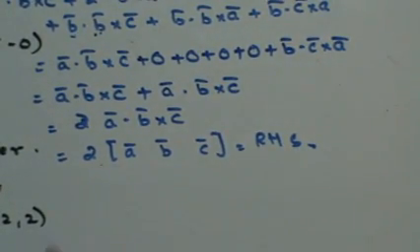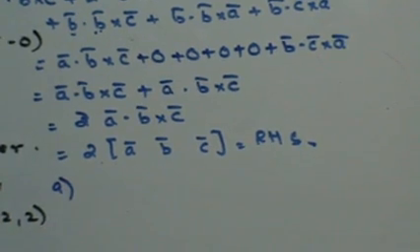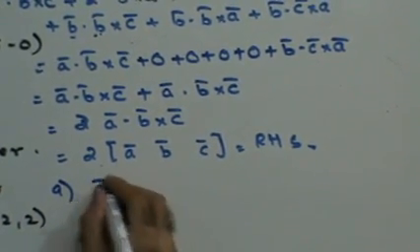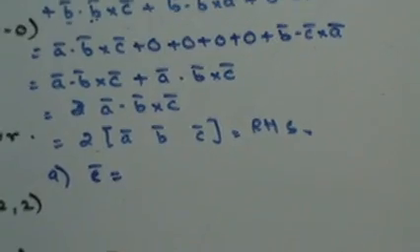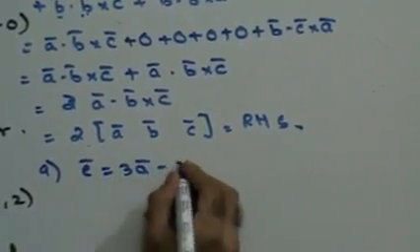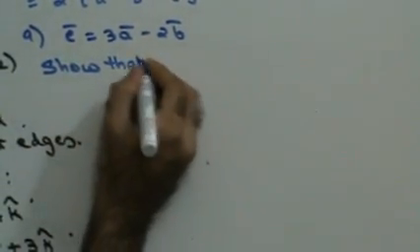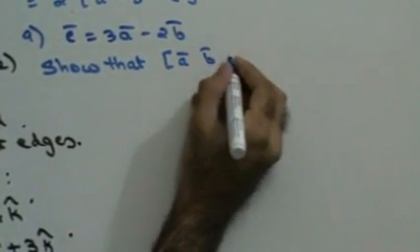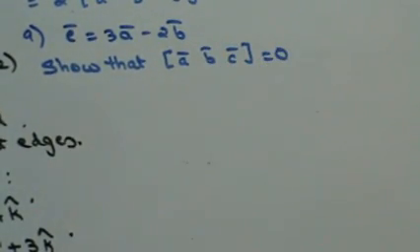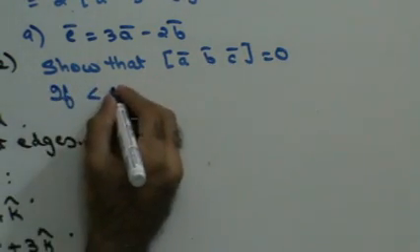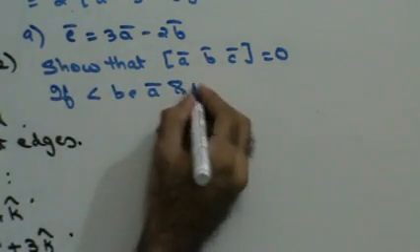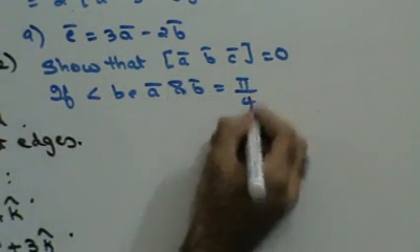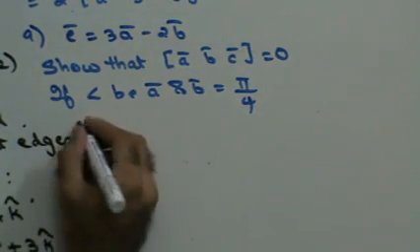Right? Next, let's see another sum, guys. C vector is 3a vector minus 2b vector. Show that a vector, b vector, c vector is 0. If the angle between a vector and b vector is pi by 4. Find c square.